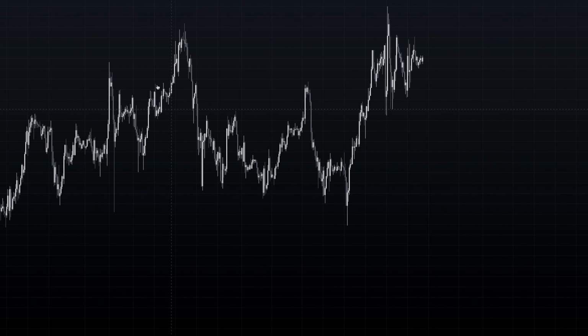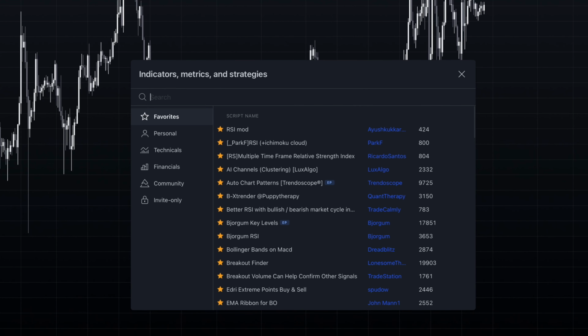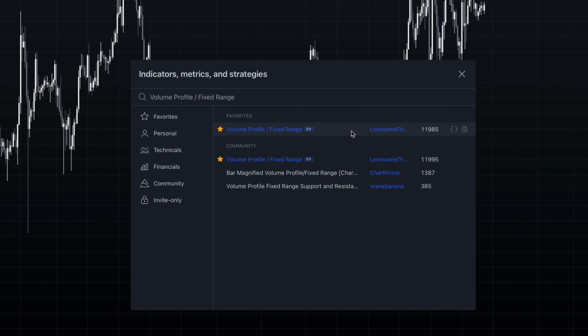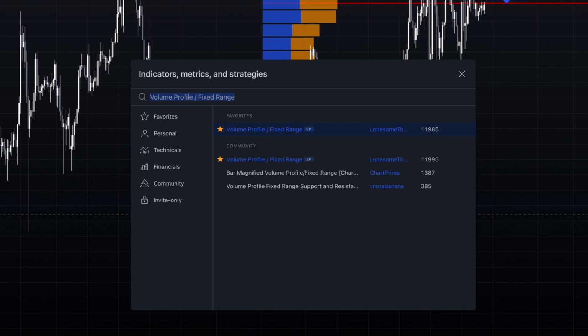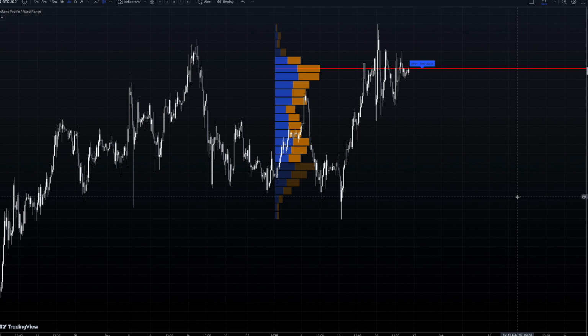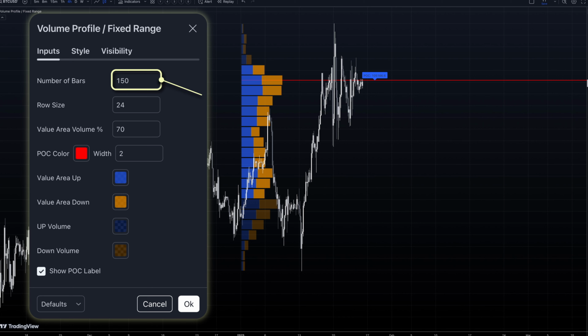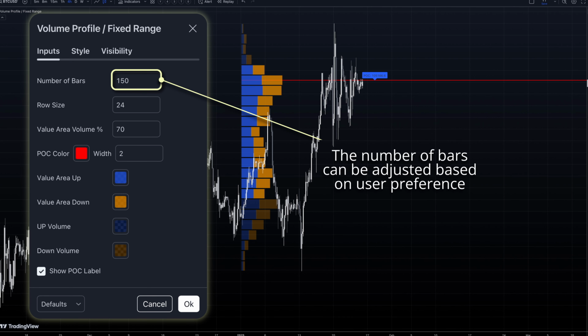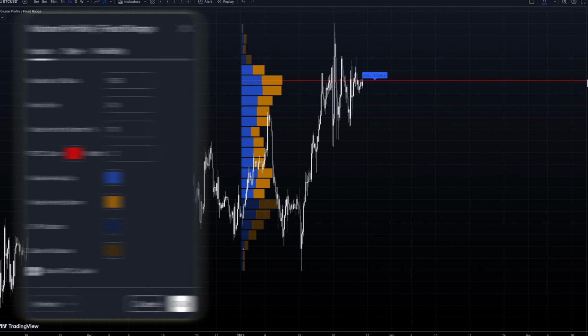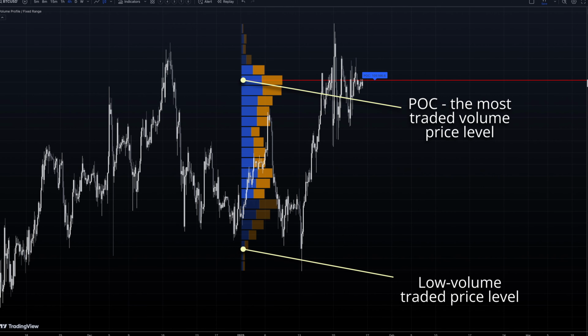Our next tool is the Volume Profile/Fixed Range Indicator. This indicator helps traders analyze market structure by visualizing price levels with the highest traded volume. It calculates volume distribution over a selected range of bars, identifying areas of high activity, and the point of control, POC, the price level with the most traded volume.